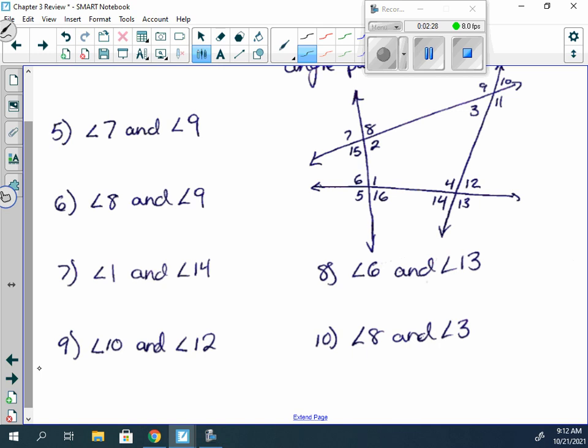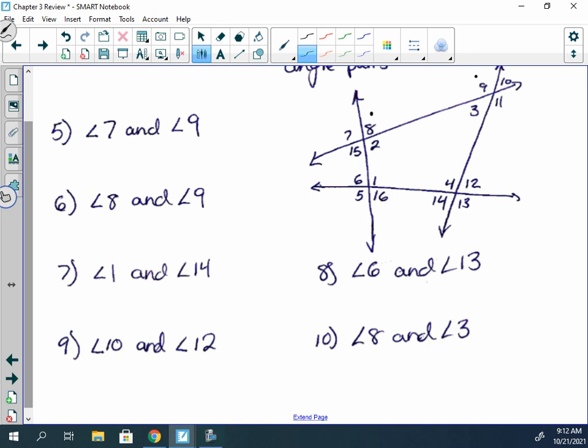Well, we can look at number 6, so 8 and 9. Because we do have multiple sets of lines, we actually have 4, and each 2 that are going in a similar direction are being cut by a transversal. 8 and 9 are between two lines and on the same side of the transversal, the line cutting them. So exactly they would be consecutive interior angles, on the same side of the line in between.